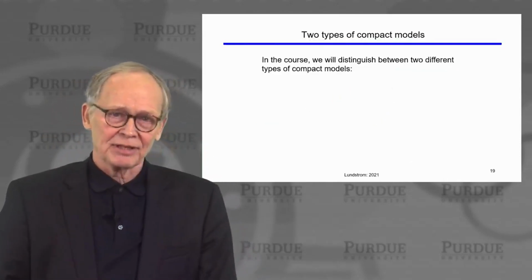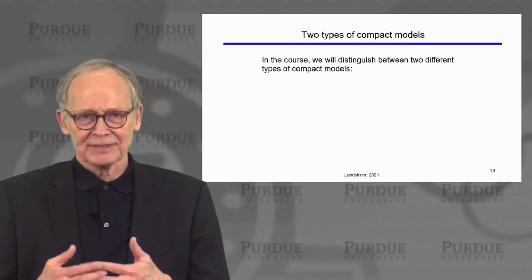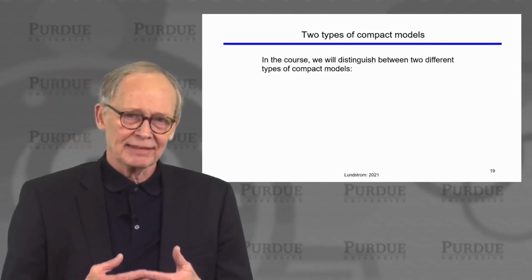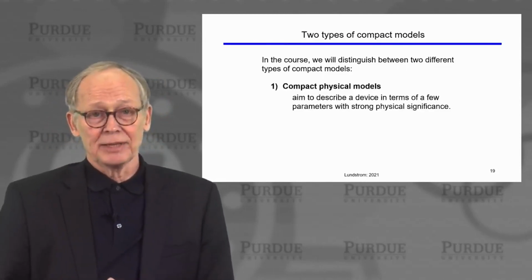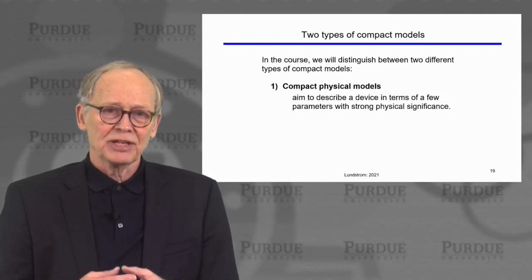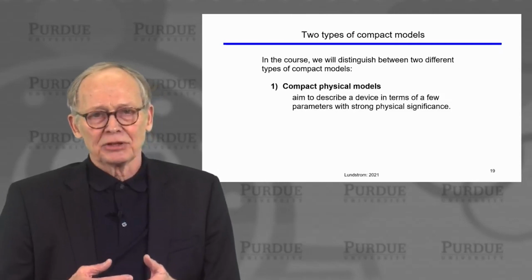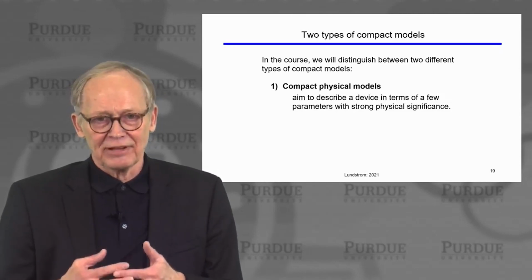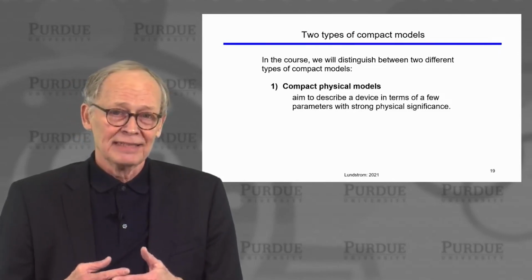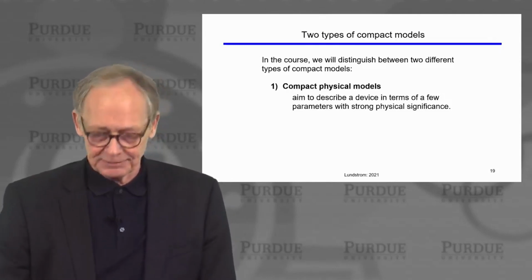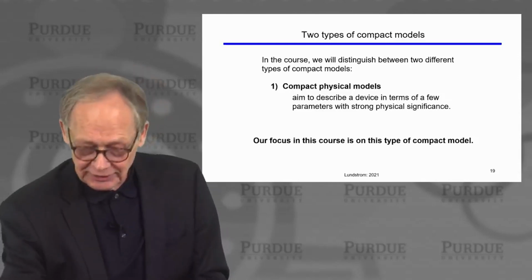Finally, we talked briefly about compact models. A compact model is an analytically simple set of equations that describe the IV characteristics of a MOSFET. Now, we tried to distinguish between two types. In this course, we're going to be using very simple compact models as a way to describe the device in terms of very few parameters that have a strong physical significance. We're going to be using this compact model to develop understanding of how the transistor works. This is where our focus is in this course.